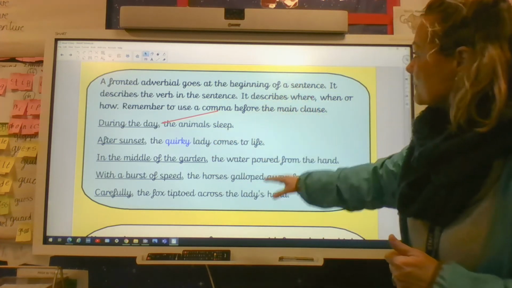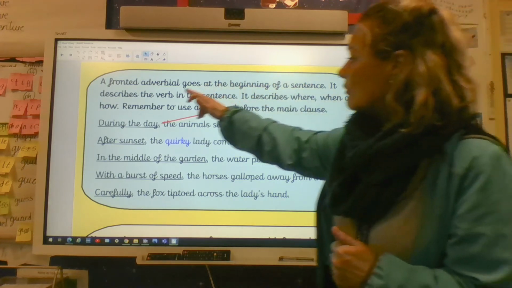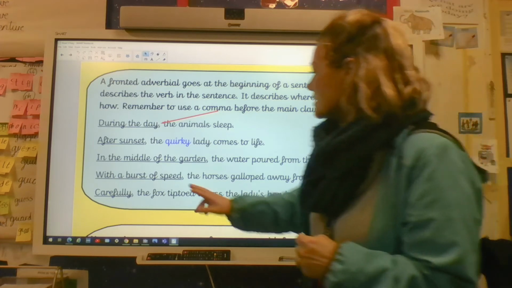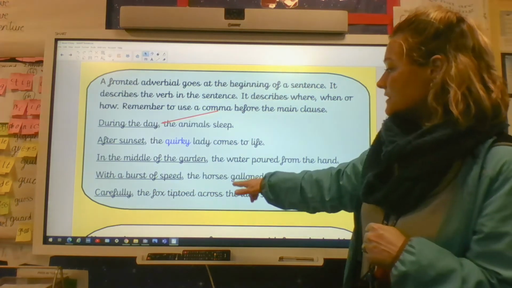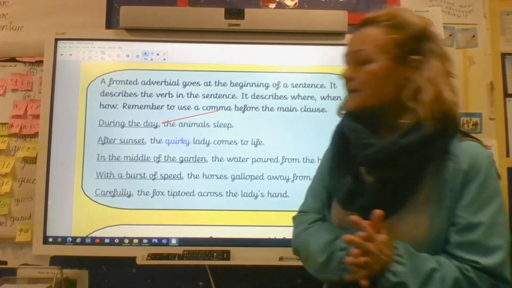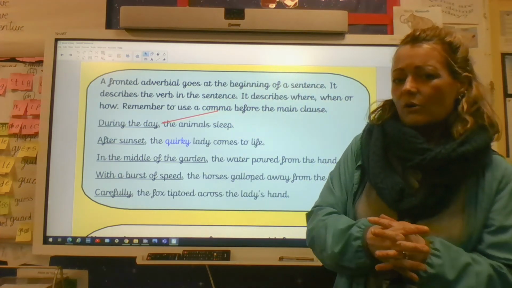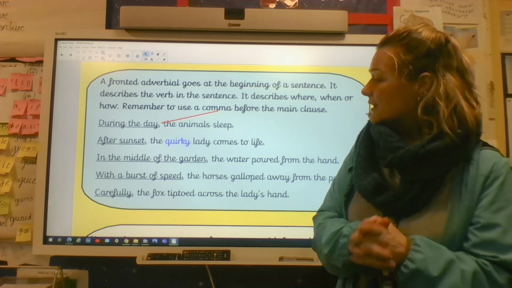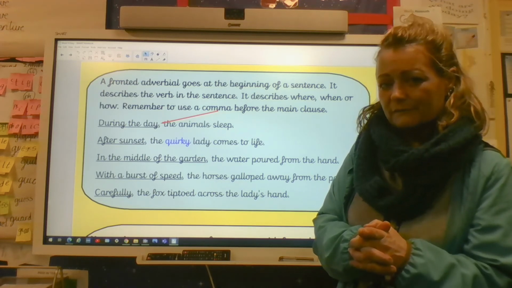So there's some examples there of where, when, or how. I think you could quite easily come up with one of your own using my main clause, the fox tiptoed across the lady's hand. You could probably come up with a different way that the fox tiptoed or crossed her hand. If you want to do that, pause the video for a moment, have a go at replacing that fronted adverbial.